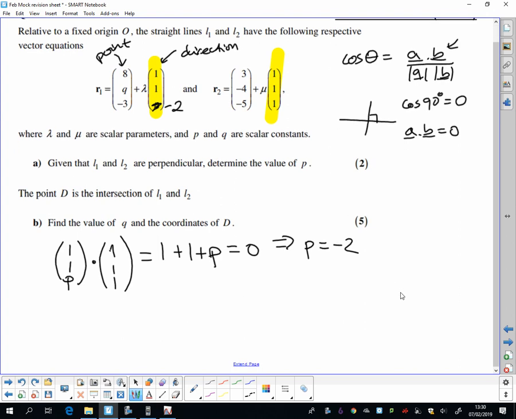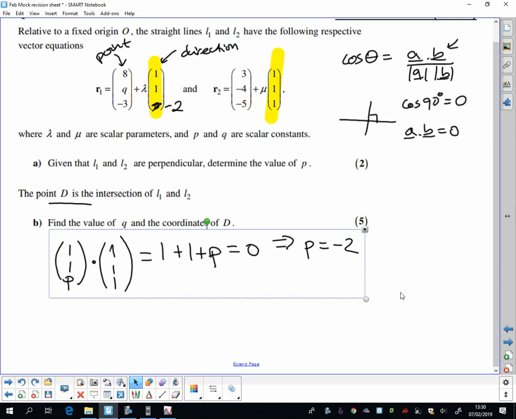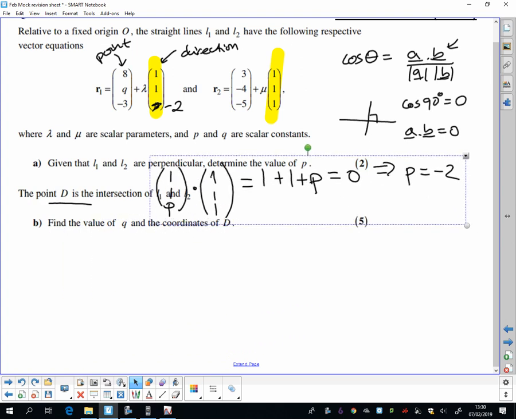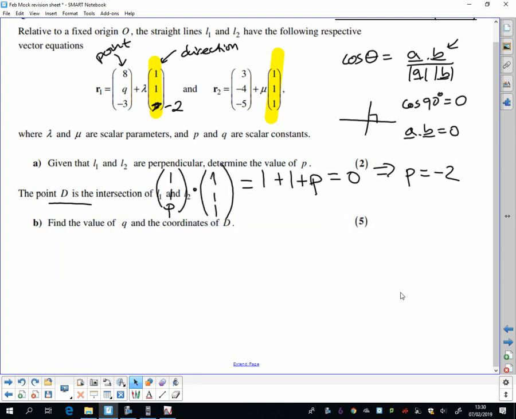In the second one, they've told us that point D is the intersection of L1 and L2, and we've got to find Q and the coordinates of D. Let's move that out of our way. Now, because they've told us there's a point of intersection, that means there must exist a point where the position vector from the first line is equal to the position vector from the second line.